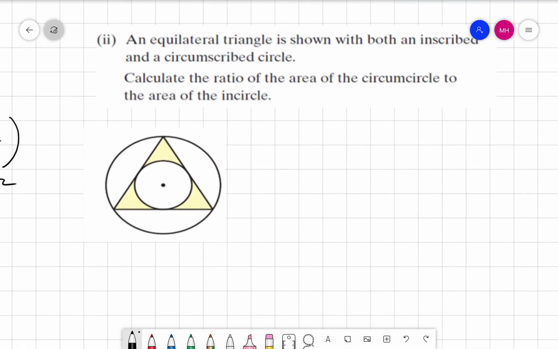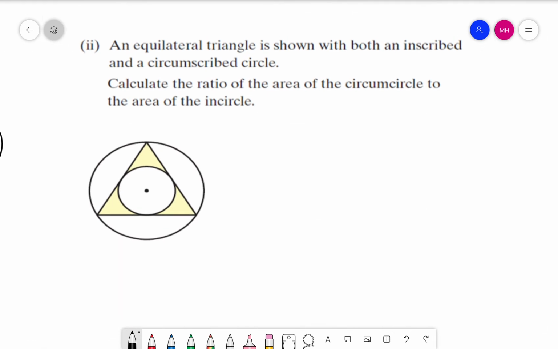Second question, a little bit trickier. An equilateral triangle is shown with both an inscribed and a circumscribed circle. Calculate the ratio of the area of the circumcircle to the area of the incircle. So, area of circle, pi r squared. Keep that in the back of your mind.